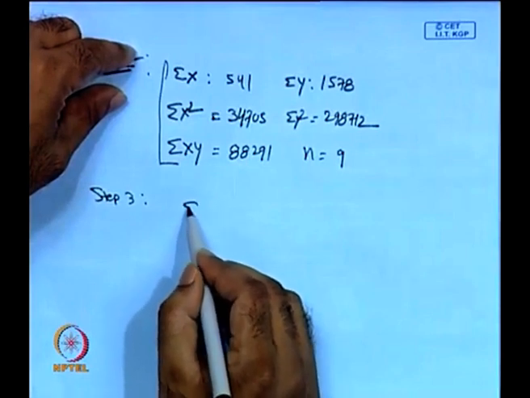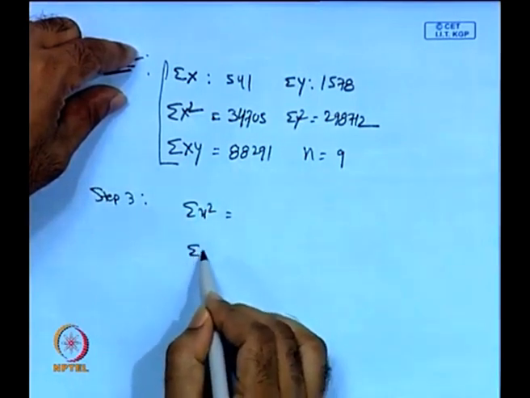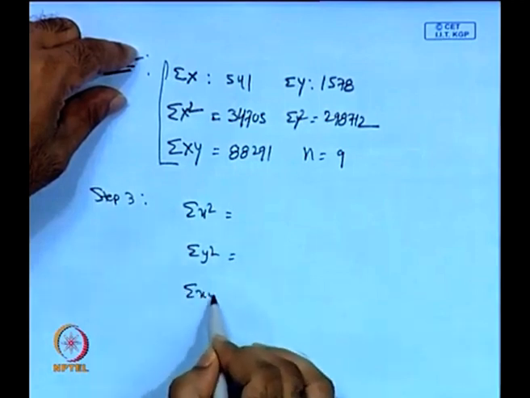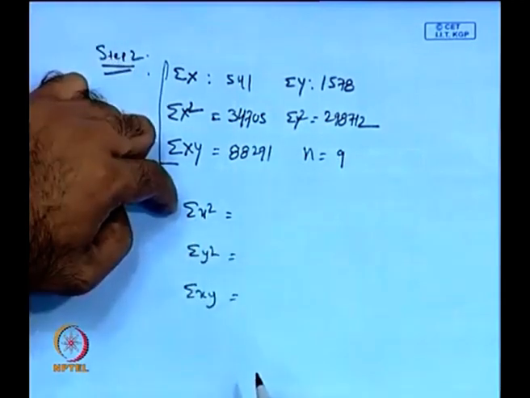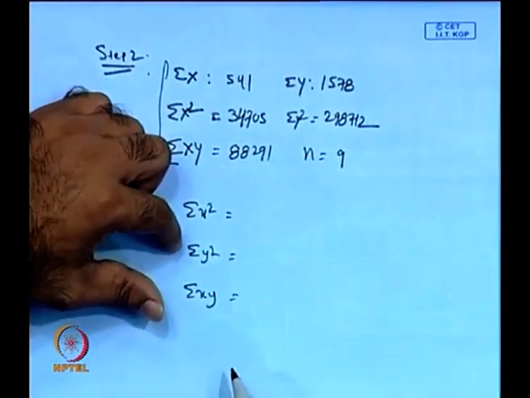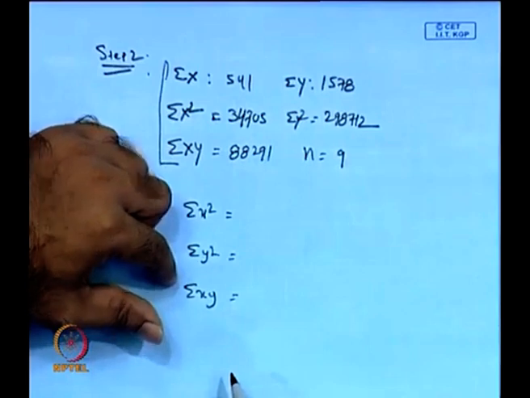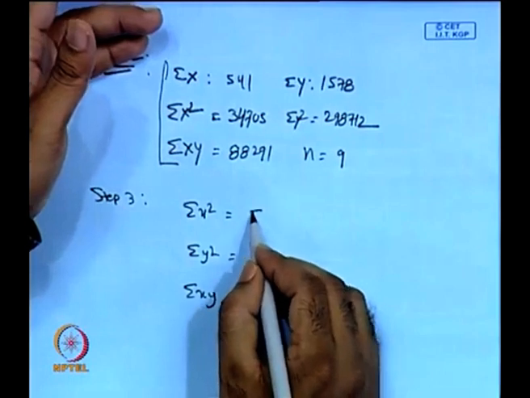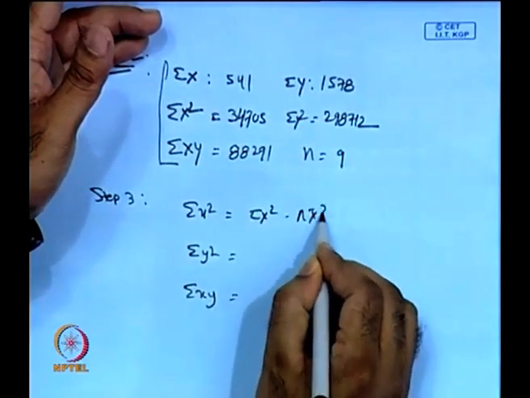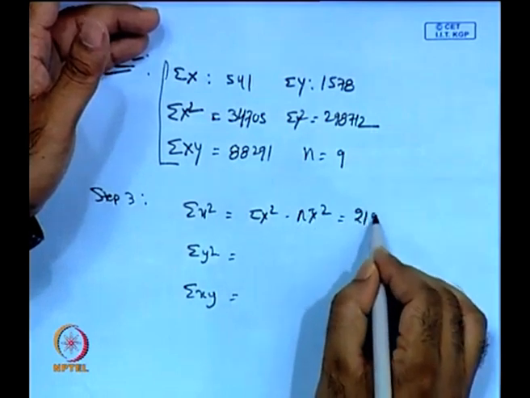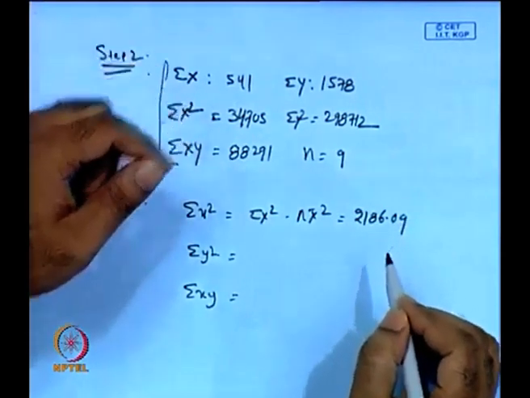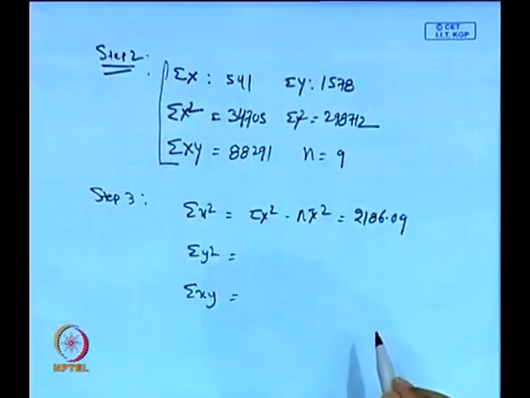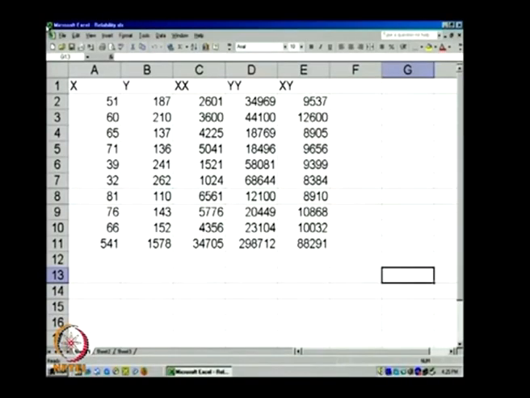What is the deviation format? We would like to know summation x square, summation y square, and summation x y. In fact, the derivation of summation x square we have discussed in the last class, summation y square we also discussed, and summation x y we also derived last class. So, directly we can specify here, summation small x square is nothing but summation x square minus n x bar square. If we simplify, you will get 2186.09. Summation x square is already here, so you just calculate x bar, then subtract n into x bar square from summation x square, and you will get summation small x square.